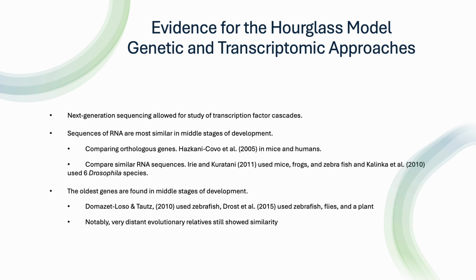Orthologous genes are found in species that share a common ancestor with that gene. After speciation, orthologous genes diverge, but if the shared function remains necessary, divergence is limited and therefore conserved. The first study listed here, from Hazkani-Kovo et al., showed that the most similarity between mice and humans was found in a mid-developmental stage of embryogenesis.